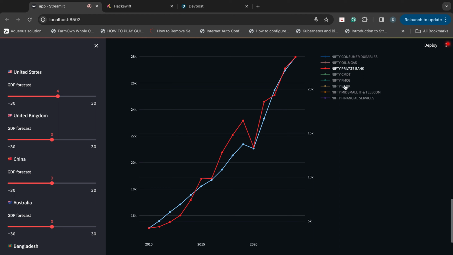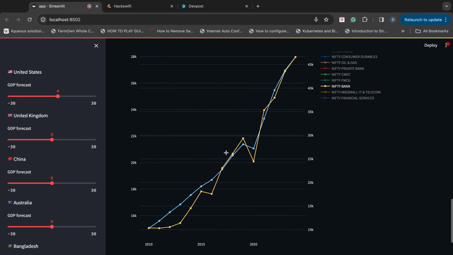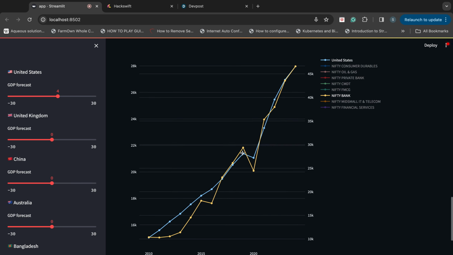Then we see private bank, which is also almost correlated with the US GDP curve pattern. And then lastly, we'll see bank. So then we also see that bank is also highly correlated with the US GDP curve. So how does the model do this? The model picks up correlation and quantifies the impact of the country's GDP.